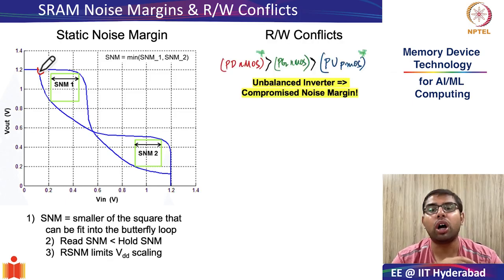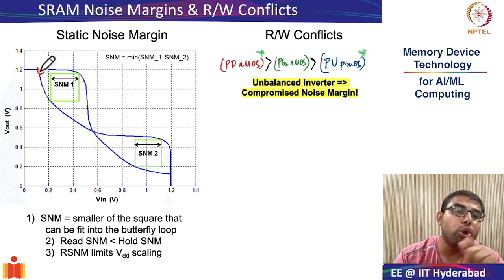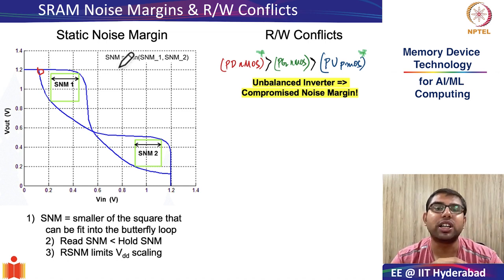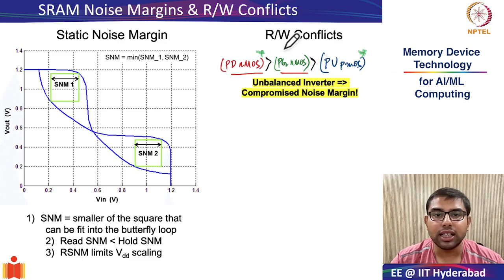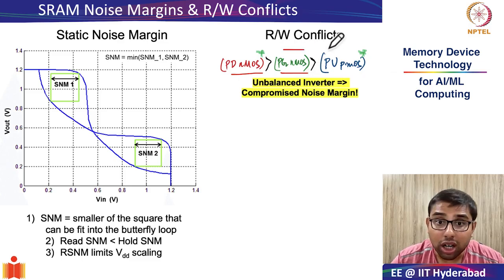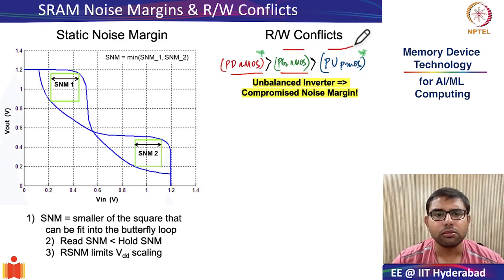Another thing that we saw is that there are these very distinct read-write conflicts when you compare with even noise margin. As we saw in the previous slide, the cell ratio ensures that PD-NMOS should be stronger than PG-NMOS, and the pull ratio ensures that PG-NMOS should be stronger than PU-PMOS. And as a result, we will have that PD-NMOS should be much stronger than PU-PMOS.